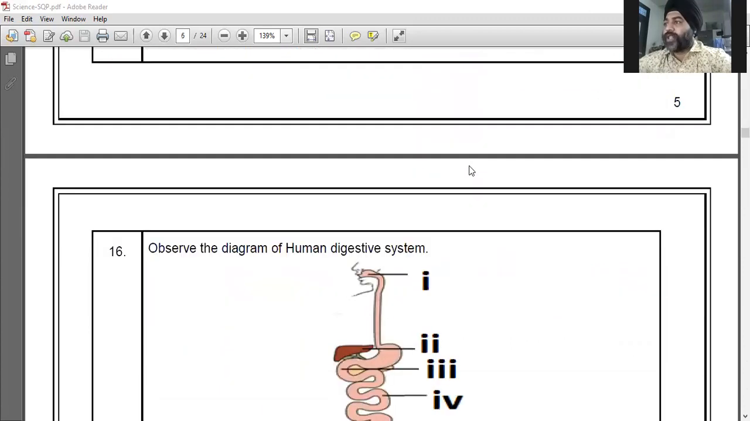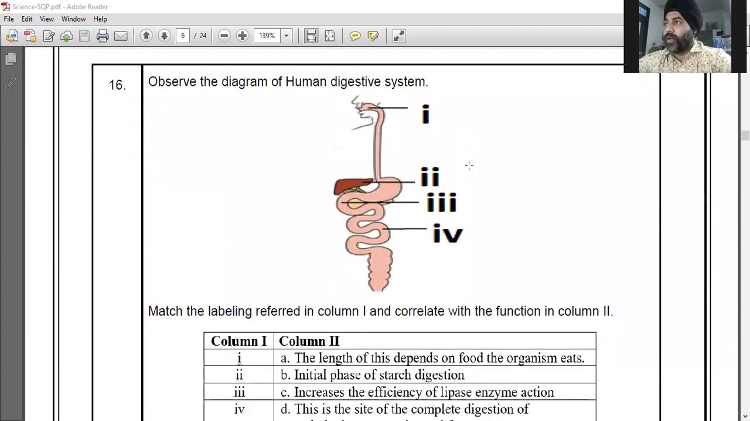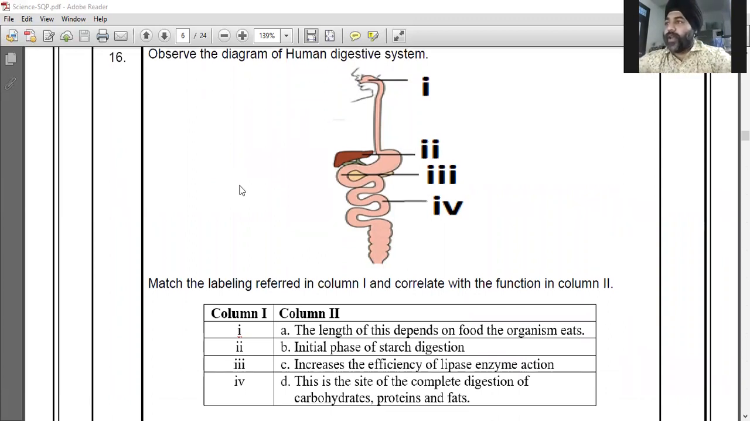Now next question, again from the bio. Observe the diagram of human digestive system and then match the labeling. So you can see lots of tabular and diagram related questions are there. So first part is mouth or buccal cavity. Now just see this first column 1 first. Now you have to match it with these 4. We know that in buccal cavity digestion of starch takes place. So you can match it with B.